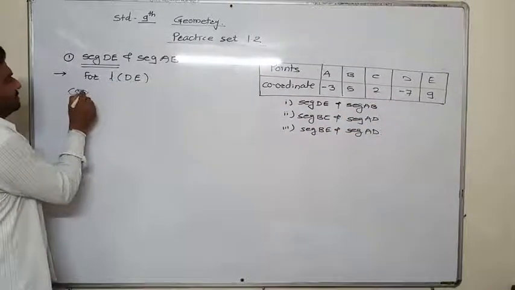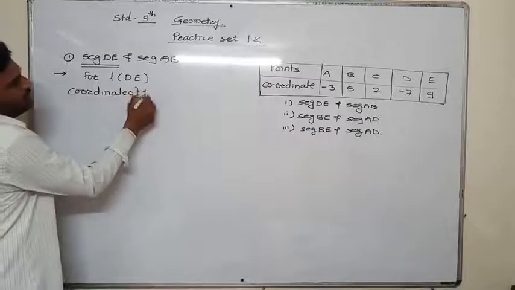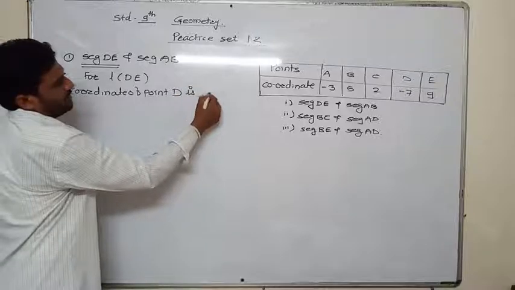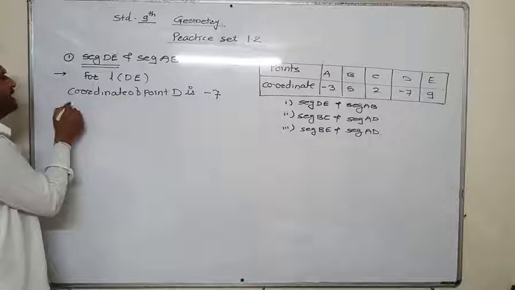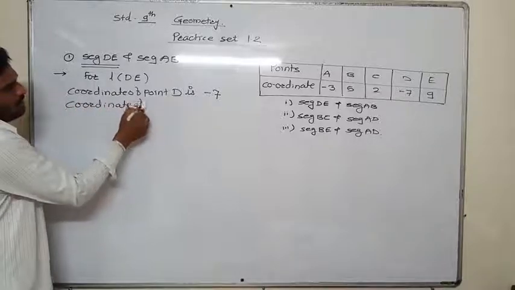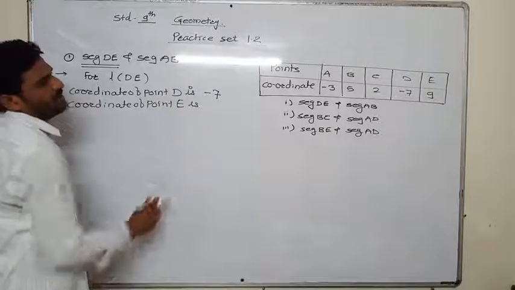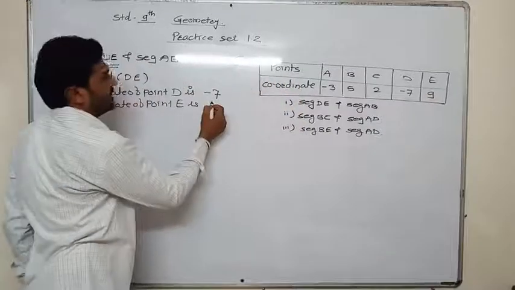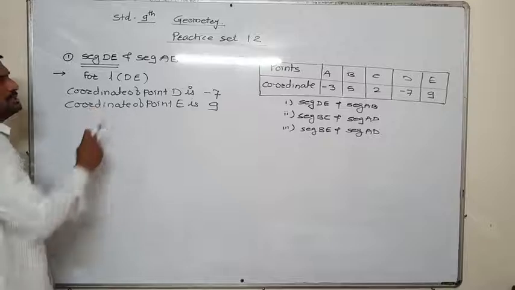And the coordinate of point E is what? Yes, tell me. Very good. The coordinate of point E is 9. So how do we find the length or distance here?